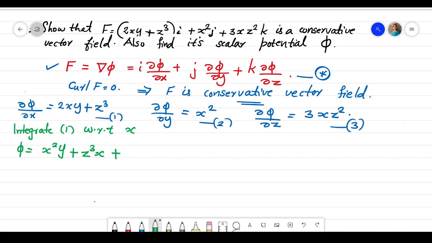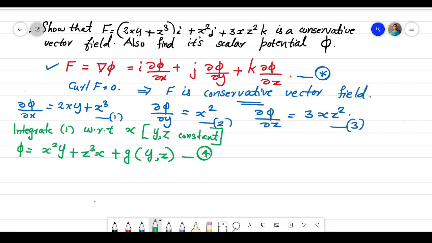Okay, here we are integrating with respect to x. At that time y and z are constant. You can note that here also: y comma z constant. So here we can add the constant of integration as a function of y and z. As y comma z are constant, a function of y and z is also a constant. Now you can take this as equation number 4.